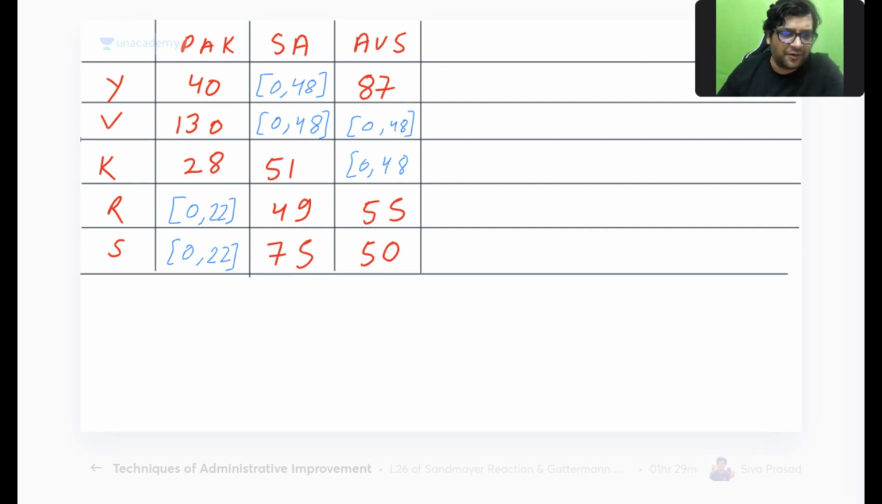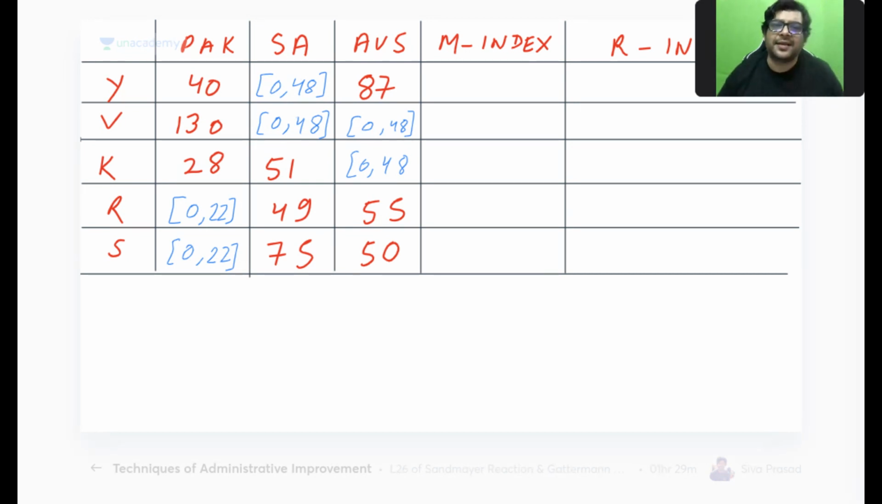Then comes the question of the two indexes that we talked about, which are the M index and the R index.